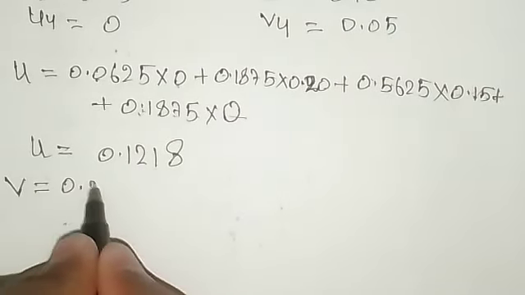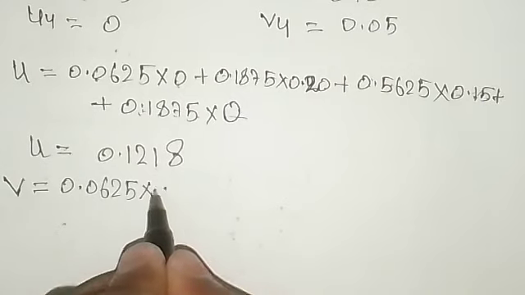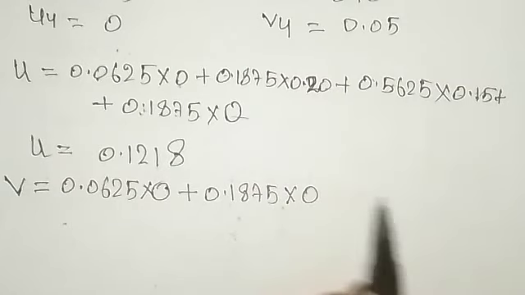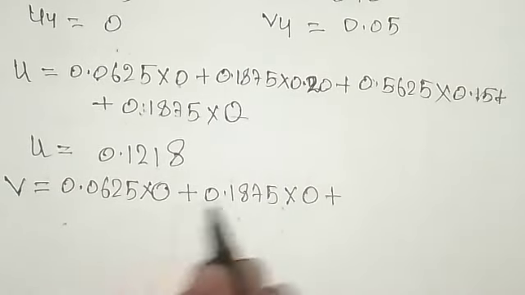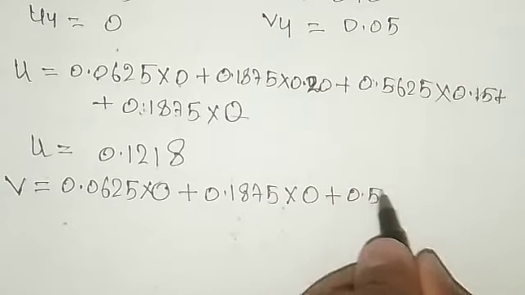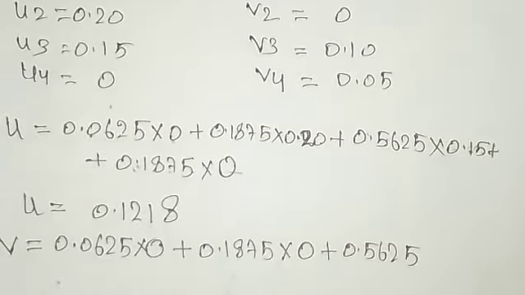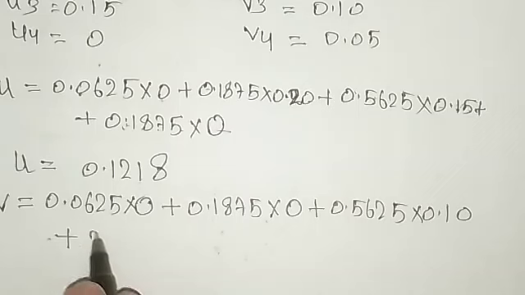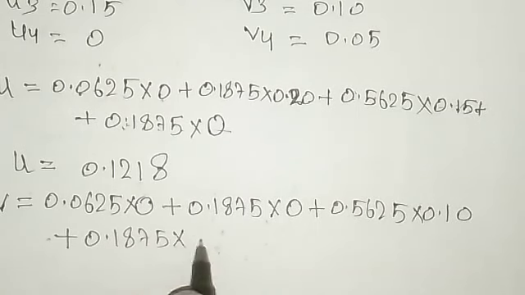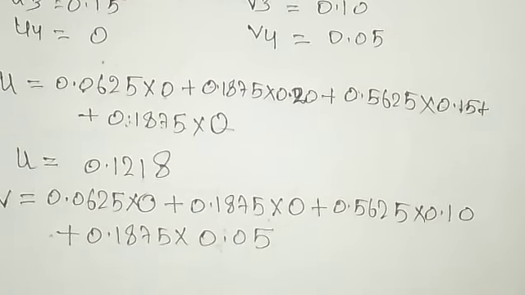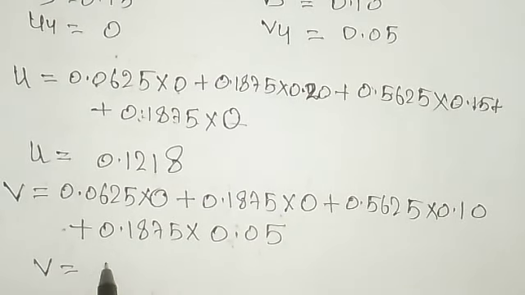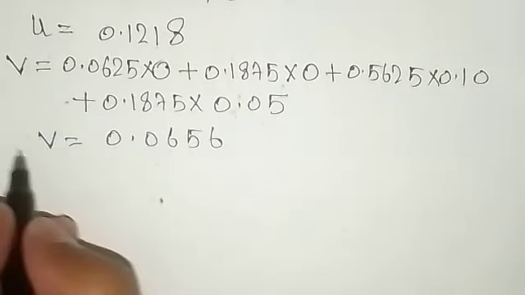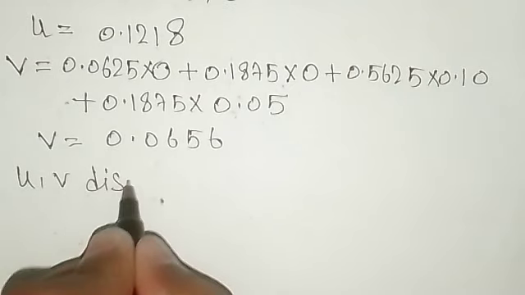Similarly, we will go for V, that is N1 V1. N1 is 0.0625 into V1 is 0, right? Plus N2 is 0.1875 into V2 is also 0, right? Plus N3 is 0.5625 and V3 is equal to 0.10, plus N4 is equal to 0.1875 into V4 is 0.05, right? So this is what we got, that V is equal to 0.0656.